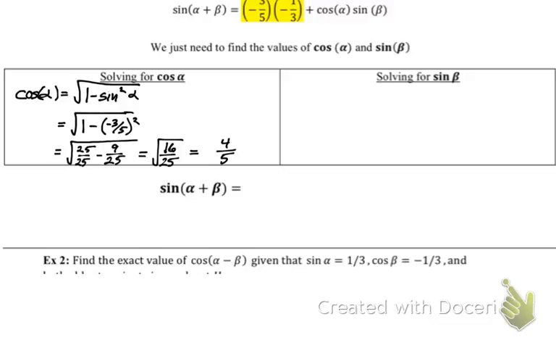Because it's alpha, and alpha is in which quadrant? Quadrant 4, so it's going to be positive. Yep. Since I'm in quadrant 4, it's going to be positive. Remember, this is quadrant 4.